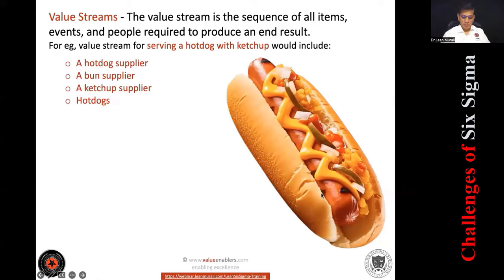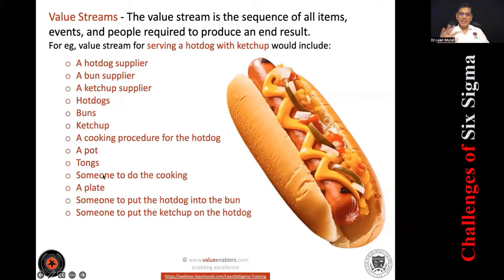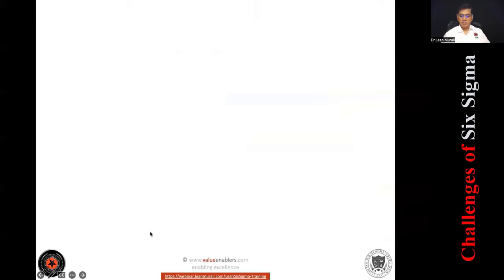Now, let's go a step further. Hot dog supplier, bun supplier, ketchup supplier; hot dogs, buns, ketchup are items. These are raw materials. Tongs, someone to cook, a plate, someone to put the hot dog in the bun. So one person is putting the hot dog into the bun, one person is putting the ketchup on the hot dog, one person is putting the completed hot dog onto the plate, and one person is going to serve this to the customer.